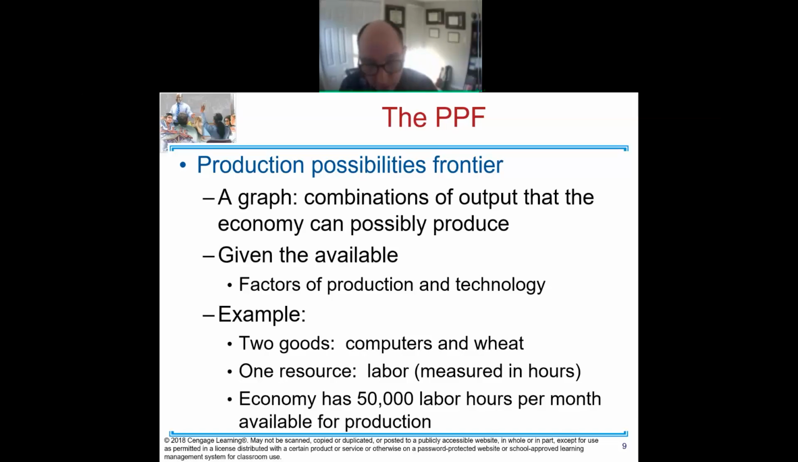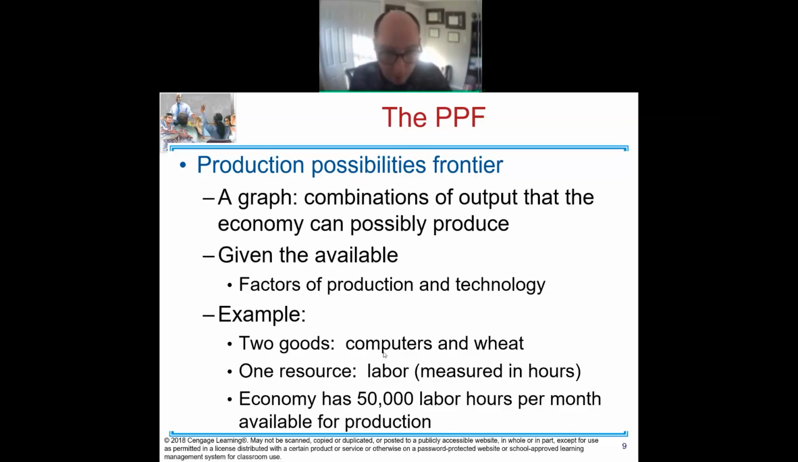The economy has a total of 50,000 labor hours per month available for production. In other words, my company has allocated 50,000 labor hours per month to my employees. That's a mix of both part-time and full-time. But 50,000 hours is the maximum I can provide my employees per month. Yeah, so that's a lot of employees. I don't know how many. It's a lot.